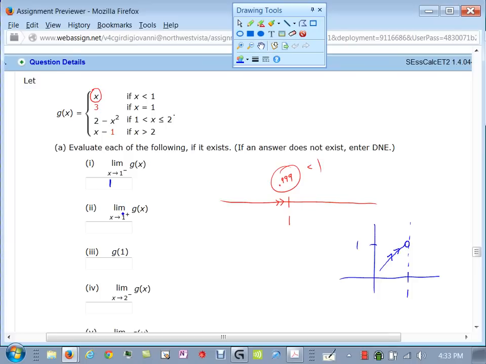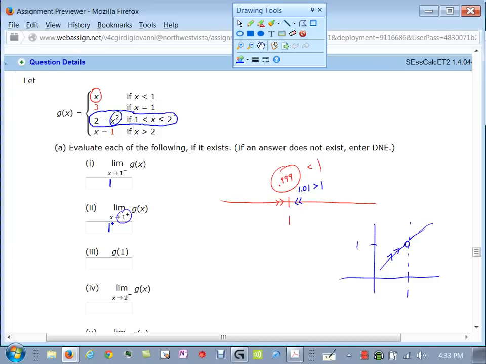From the right side, I'm going to be looking at values like 1.01, something like that. That's bigger than 1, so that means I'm looking at this function. If I plug in something really close to 1 and square it, it's going to be really close to 1 still. And then I subtract it from 2, I'm going to be really, really close to 1, right? It's going to be something like 2 minus 1, so that's giving me 1 also. So as I come in from the right, it's also trying to get close to 1. So that's 1.